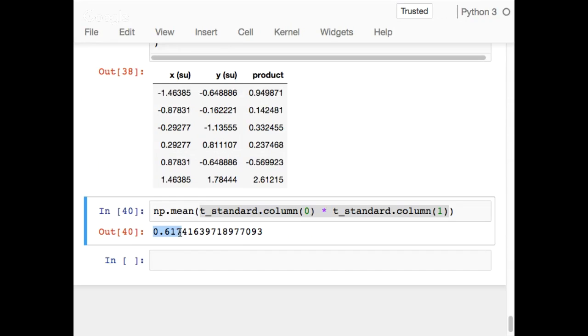So not 1, because not all my points fall in a straight line, but not 0, because my points are not in just a random cloud. It looks like there is some positive trend, and we see that because my r value is between 0 and 1.